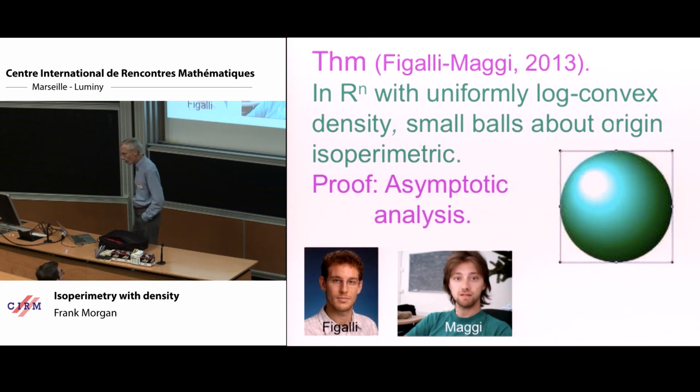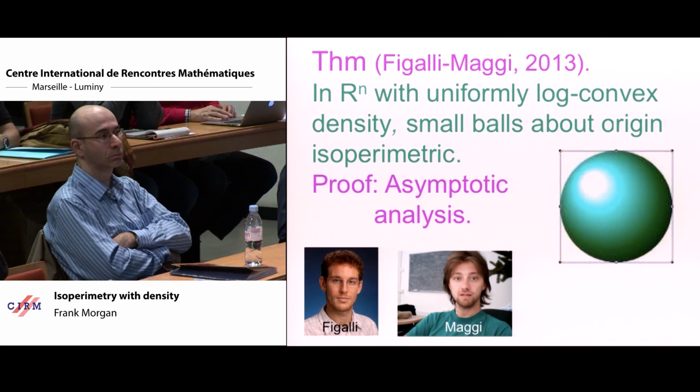And it was also known for small volumes. So this was work by Fagali and Maggi by asymptotic analysis. That's good too, so we did small and large. That looks very good, but there's a long way between small and large. And neither of these methods seemed to indicate you could do the general result.